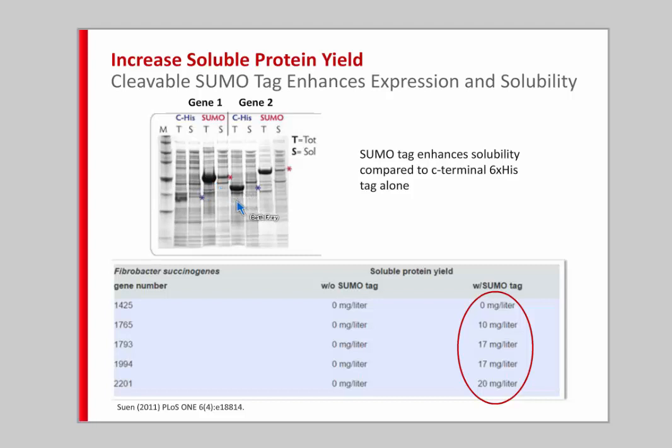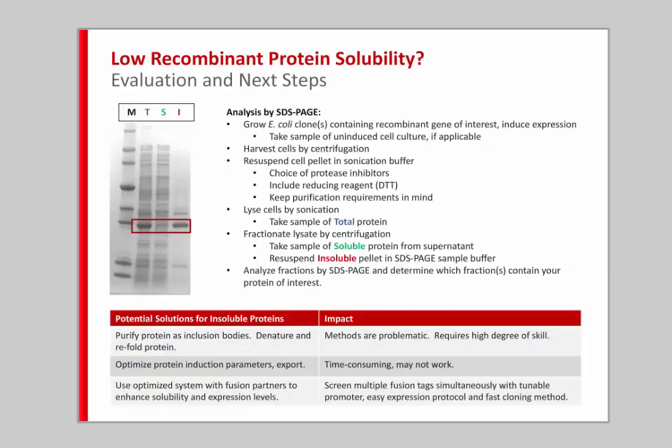And then for gene 2, the SUMO tag enhanced the solubility of the target. So we see almost nothing in the soluble lane here without a SUMO tag, and here we see a nice band there. So we've talked a lot about solubility. And how do you really evaluate protein solubility, and what can you do if you do have poor protein solubility?